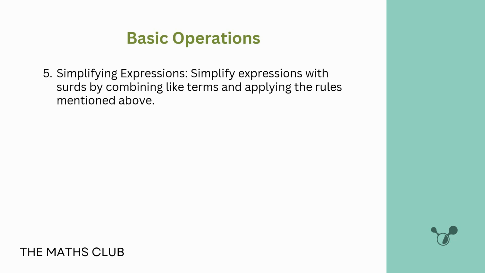So how can we simplify expressions? We simplify expressions with surds by combining like terms and applying the rules that we have discussed above. So if it's root 3, we'll combine them together, and then start applying the rules that we have mentioned previously. An example is root 8. They said root 8 can be simplified to 2 root 2, but how are we going to do this? Let's look at it together.